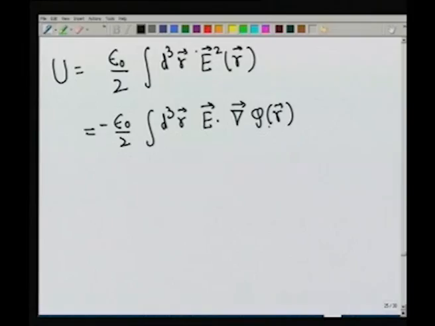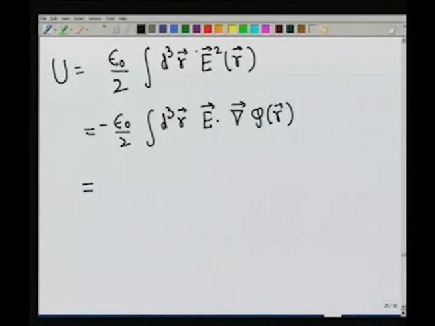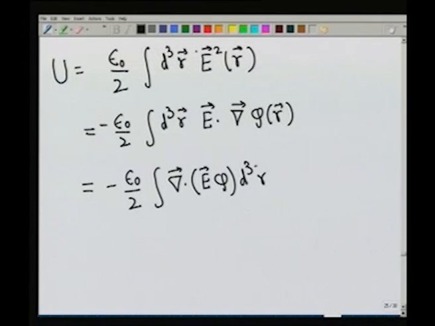This potential phi is coming because of the electric field produced by the charges on all the conductors. Now, by this time we are all great experts in handling such volume integrals together with the presence of the gradient. However, please notice that what I am going to do is not to kick out the boundary term, but only keep it. This will be written as minus epsilon naught by 2 integral divergence of E phi d cubed r. We have to keep careful track of the signs and things like that.